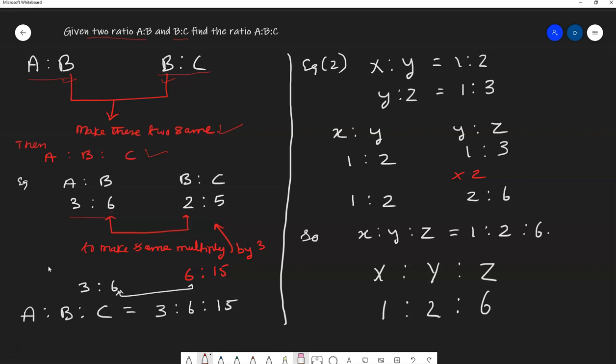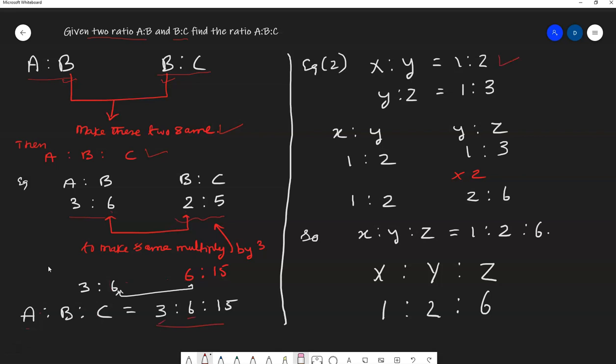To make this the same, you have to multiply the right hand side by 3. When you multiply by 3, you'll end up having the right hand side as 6:15, because you have to multiply both the numbers. Now we have got 6 on both the left and right side. We have equated them. After that, you can write the ratio A is to B is to C is equal to 3:6:15.